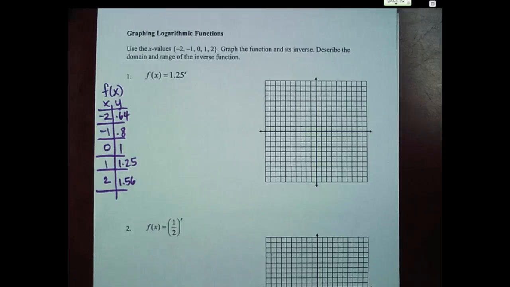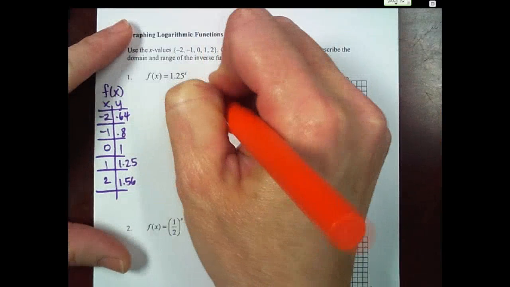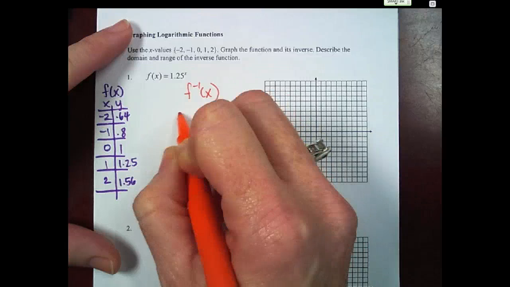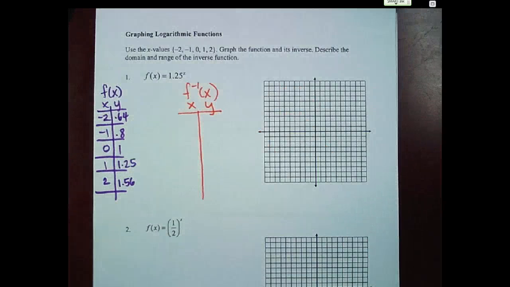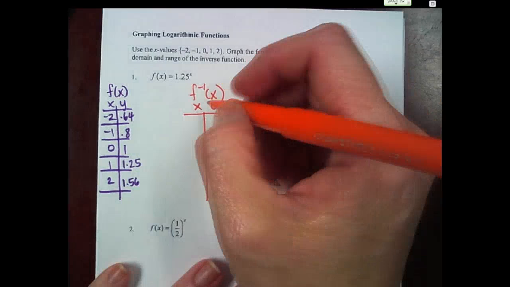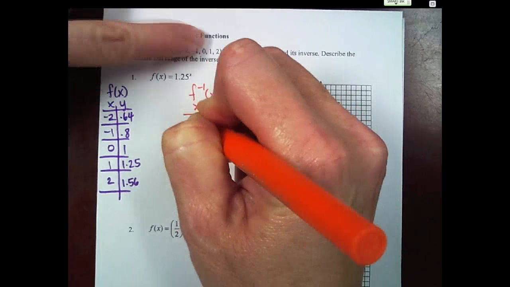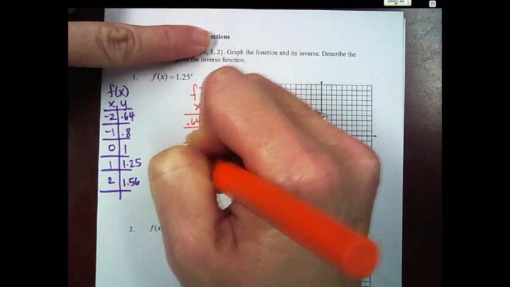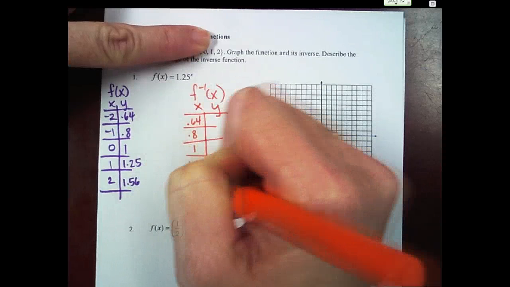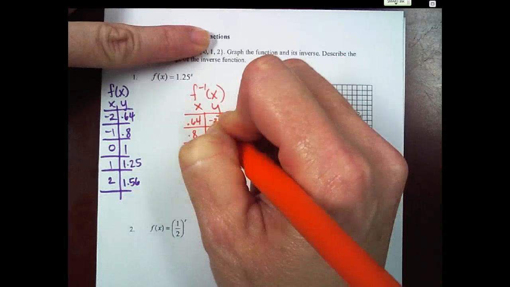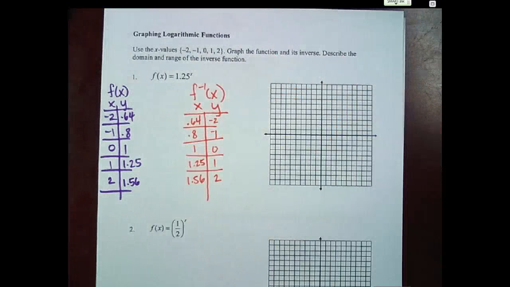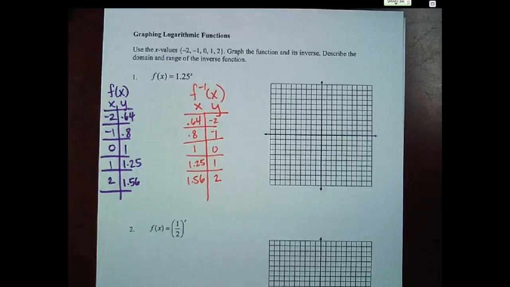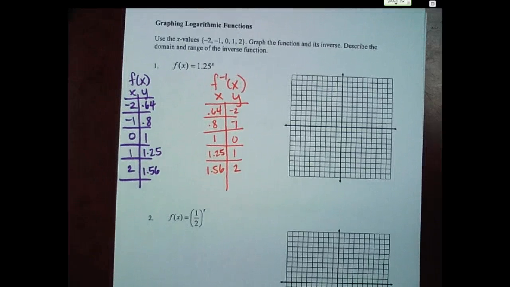Now if you want the inverse, I'll use another color so I can figure out which goes with which. If you want the inverse, it would look like this. Because it didn't actually ask me what the equation looked like, I'm not going to make the equation. I'm just going to flip the tables. All it asked me for was the graph. So flip the tables. We put 0.64, 0.8, and so forth on this side. And then very carefully graph both.